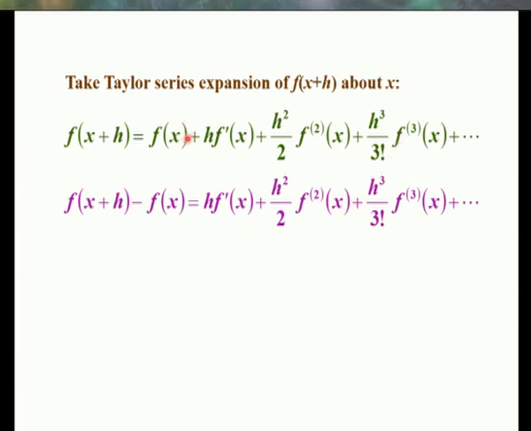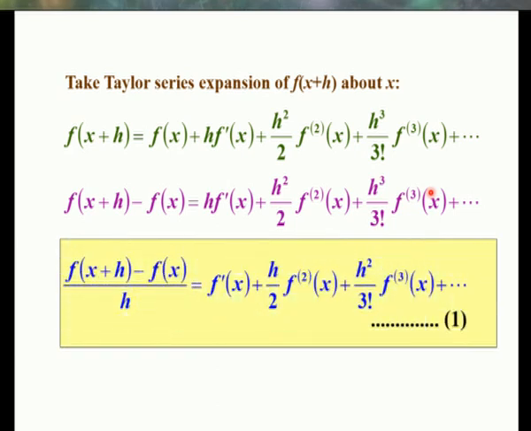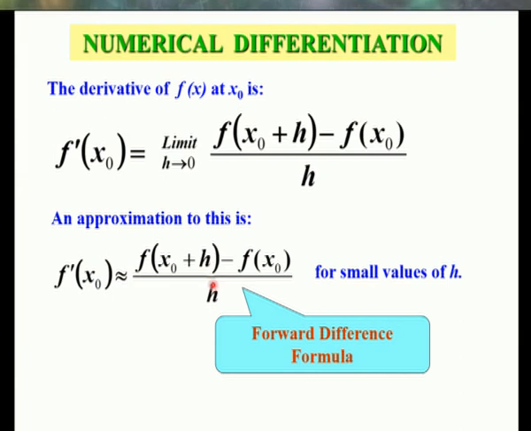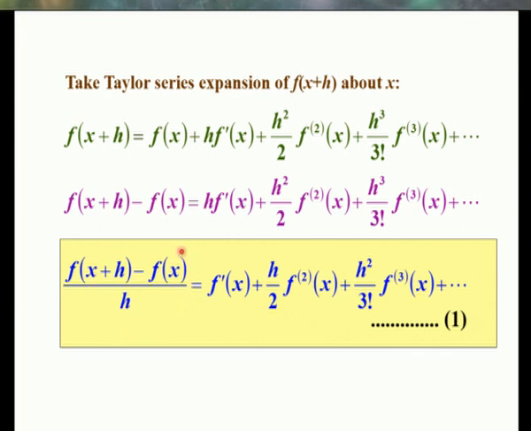Similarly, if I take the first f of x term to the left side, it is basically the difference f of x plus h minus f of x, which equals h times the first derivative, plus h squared upon 2 times the second derivative of f, plus h cubed upon 3 factorial times the third derivative. So, if I divide by h, f of x plus h minus f of x upon h is the one which we saw in the previous slide. This is the forward difference scheme, and now we are giving the actual definition using Taylor series. You have the derivative term, and these are the error terms.